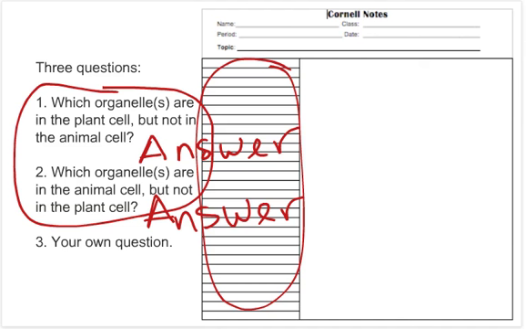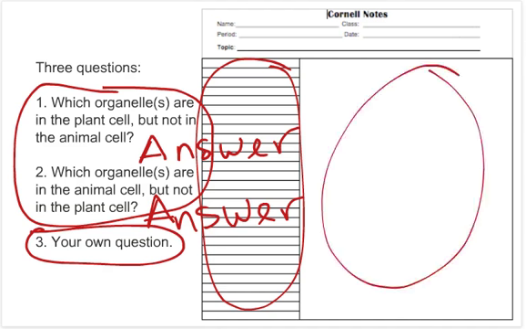And then the third one is just going to be your own question. And remember your three options. You can write a possible potential quiz question based on the notes. Remember, everything in the animal cell. You can write a question, something that you're unsure of from the notes that you just got. Or the third option is to write a question that you are now pondering about, something in the notes that made you think, I wonder what this is, or whatever.